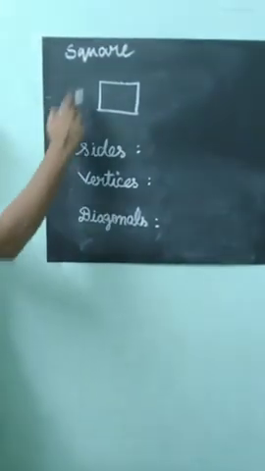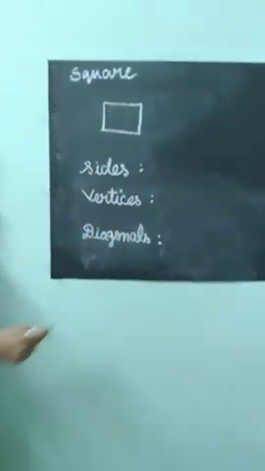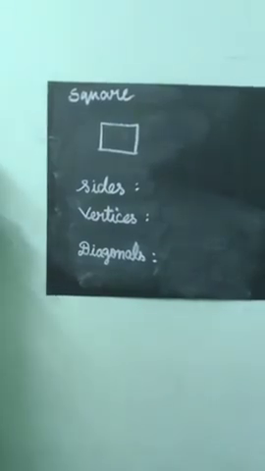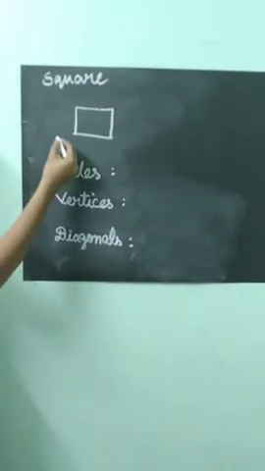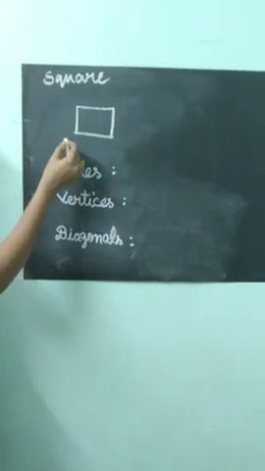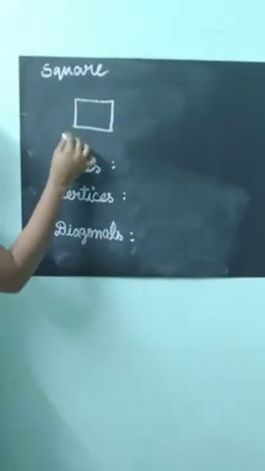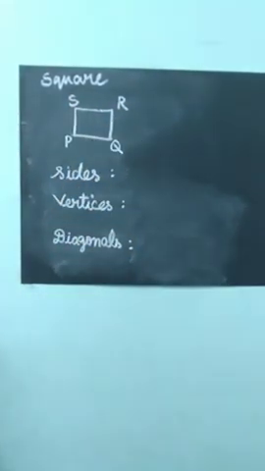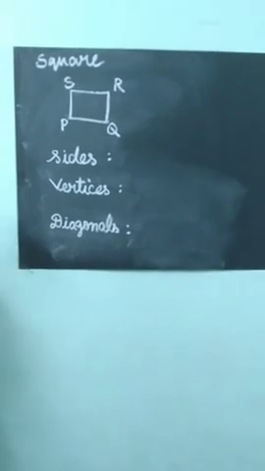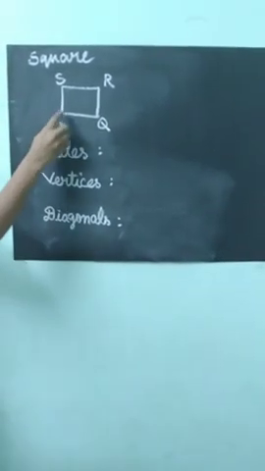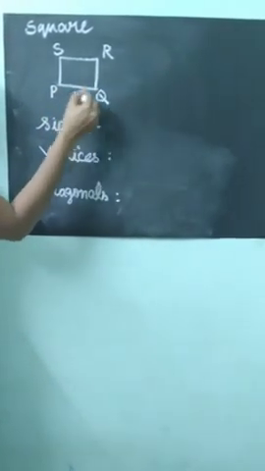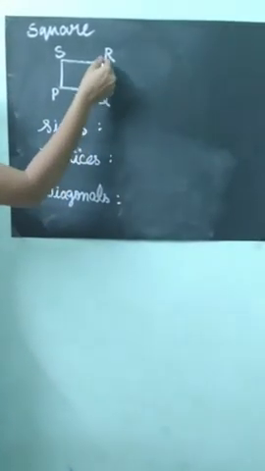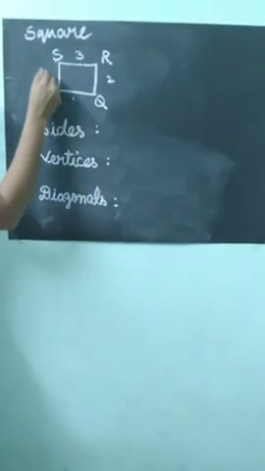Now the next topic is the square. This is a square. Look at your book. At your right corner they give the name of the picture. So this is P, Q, R, S. Now how many sides does a square have? Sides means lines. Just count the lines: 1, 2, 3, 4.